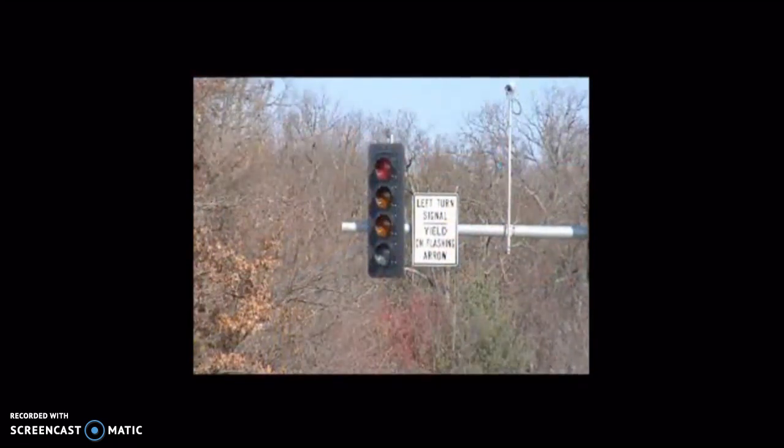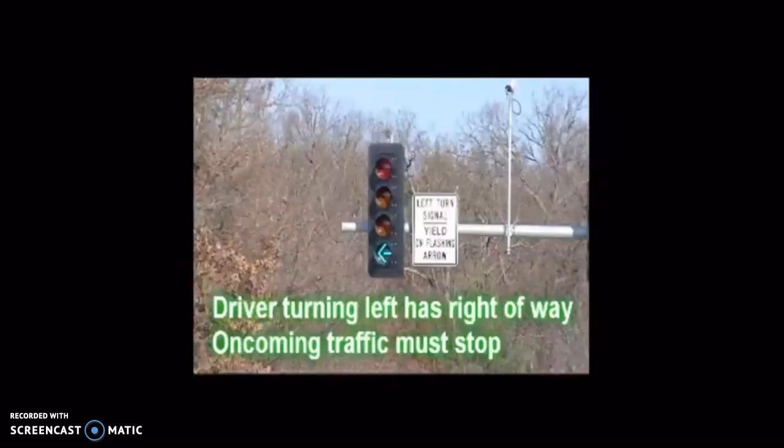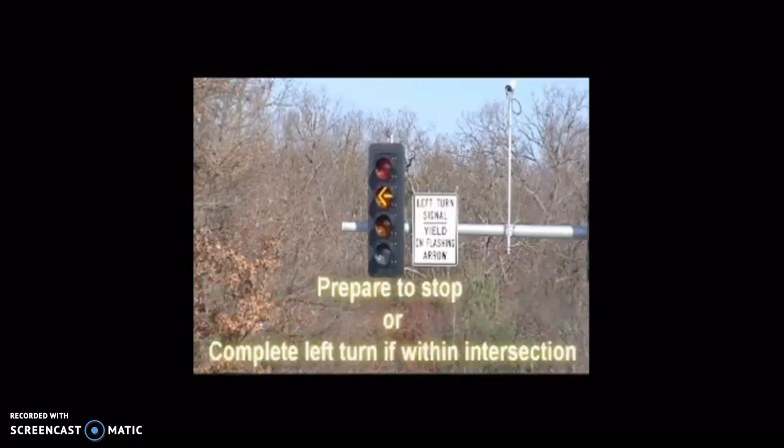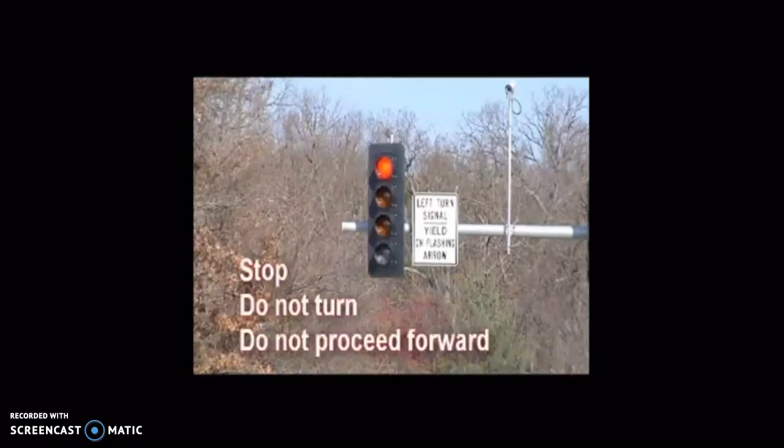Drivers choosing to turn left may also see a green turn signal, a solid yellow turn signal, or a solid red. A green turn signal means the driver can turn left and oncoming traffic must stop. A solid yellow turn signal means the ability to yield is about to end. Drivers should prepare to stop or complete the left turn if already within the intersection. A solid red means stop, do not turn, and do not proceed forward.